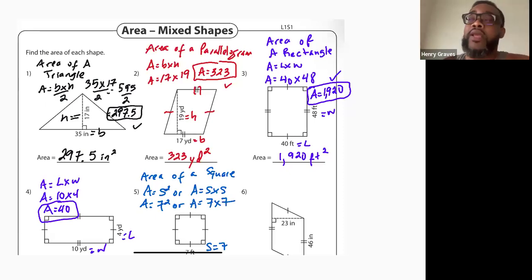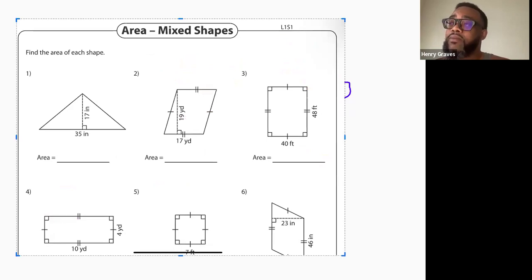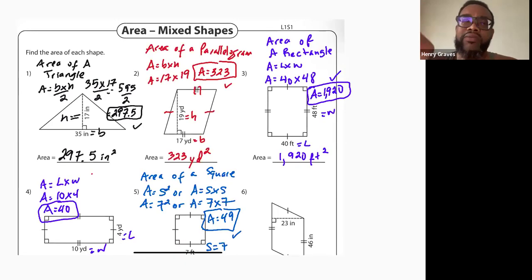Easy stuff, huh? Now on number 6, they want us to find the area of a parallelogram. So, oh no, this did not just happen. The heck just happened? Okay, I'm about to say, I thought I was losing my mind for a second. It just went away. That's weird. Sorry, this program can be a bit of a jerkweed sometimes.